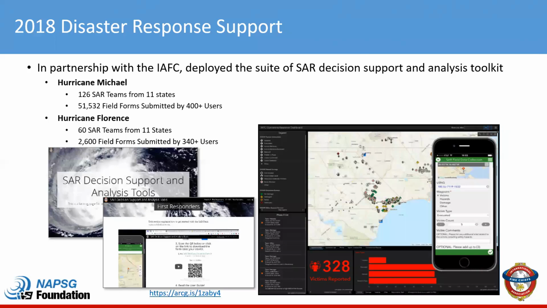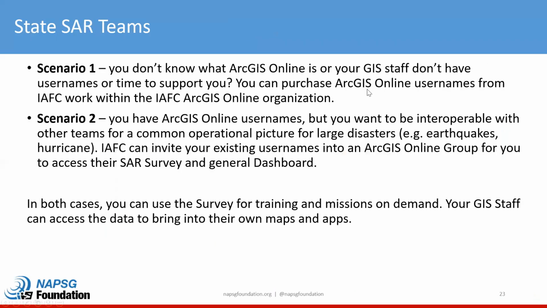So why don't we just talk quickly about your proposed plan and how IAFC can support this year. I think we talked about at least two scenarios. The first one being, if you don't know what ArcGIS Online is, this is the first time you're hearing about it, or your GIS staff don't have the usernames or licenses to support you, you can work with the IAFC to purchase those. Is that correct, Jeff? Yeah, and it's not really purchases. We help support you in using the usernames.